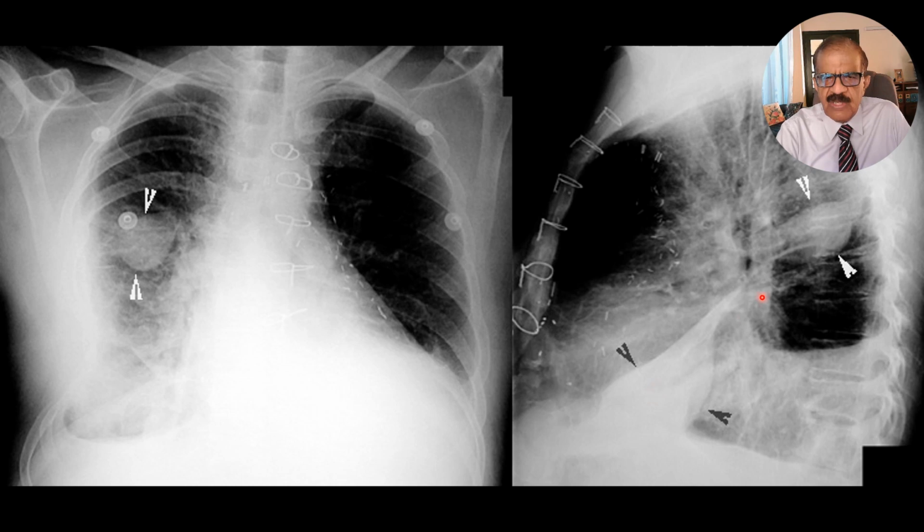This one is more classical. See, this is pleura coming in at the fissure, with one layer going this way, the other layer going this way, and in between there is fluid accumulation. So this is encysted effusion. If you have this kind of appearance, there should be no doubt about the diagnosis.